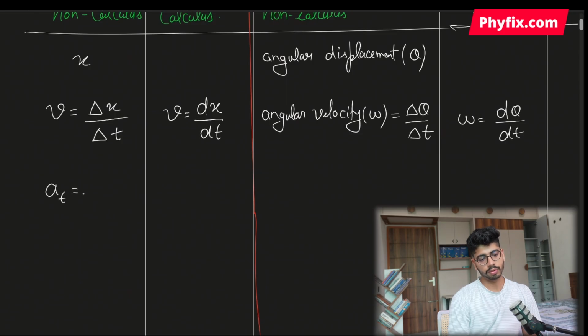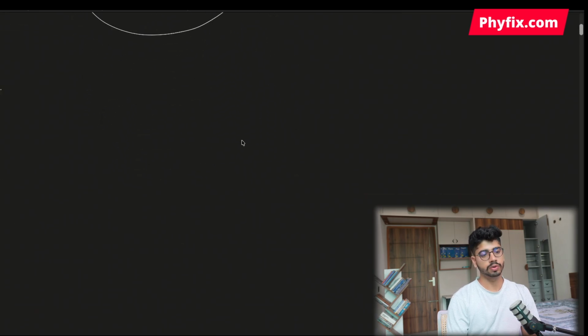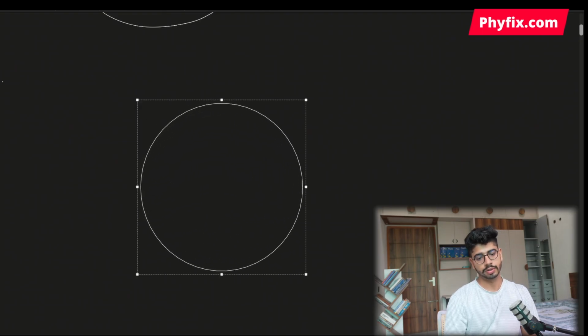Now we have alpha. I'm going to talk about tangential acceleration right now. To recap, we have two types of acceleration in rotational dynamics. Let's suppose this is a circular path and one particle is moving. It has two types of acceleration. One is along the tangent. This we call tangential acceleration. I'm writing it completely so that you can understand.